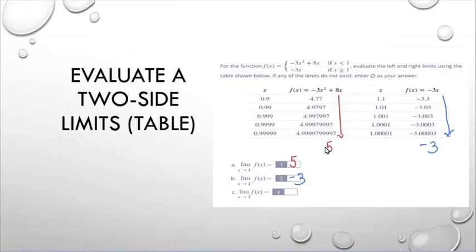All right. So now what happens with the limit as x approaches 1? If the limit from the left is different than the limit from the right, the only way this limit as x approaches 1 exists is if a and b are the same, but a is 5 and b is -3, which are not the same. So we say that the limit of the function as x approaches 1 is undefined, it doesn't exist.